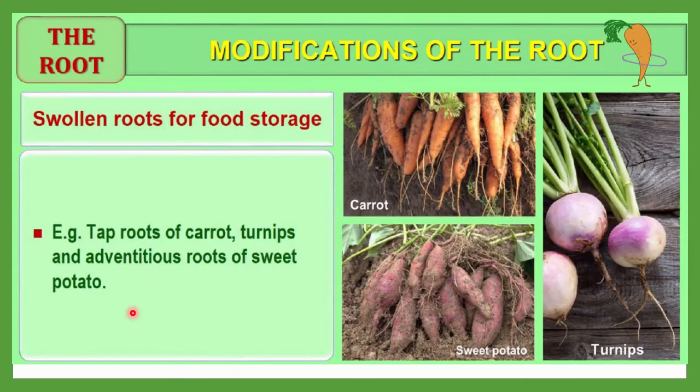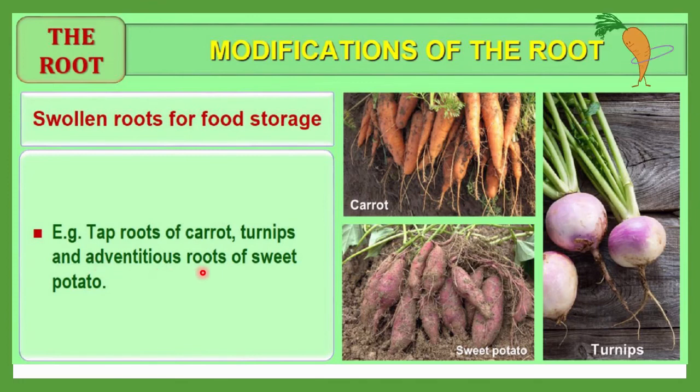Next, first of all, swollen roots for food storage. Here the root becomes swollen just due to the presence of stored food inside it. You can see here the carrot as one example, then the turnip, and then the sweet potato. An example of such a swollen root modified for food storage and becoming underground is the taproot of a carrot. Here you can see the taproot system.